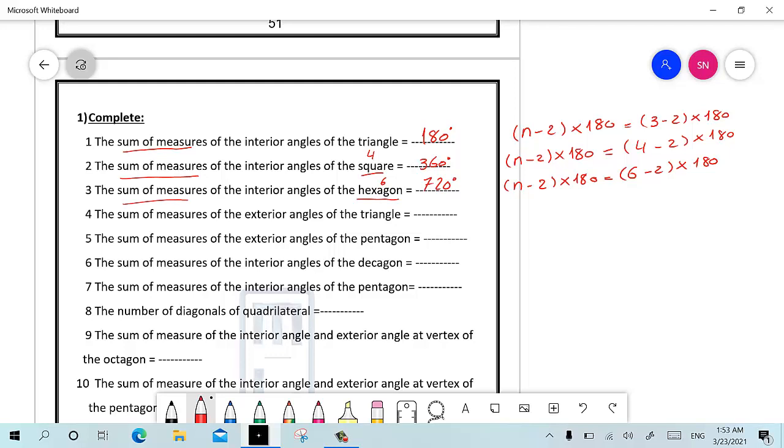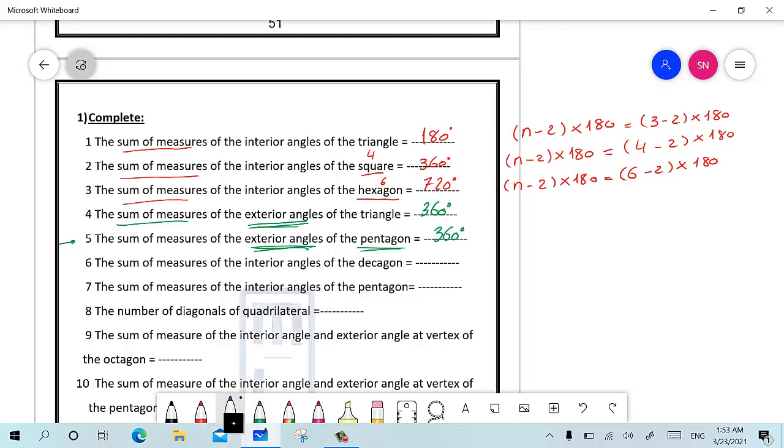Now he is asking here for the sum of measures of the exterior angles. We said that the sum of measures of the exterior angles, regardless of the number of sides I have, is always equal to 360. So in number 5, the sum of measures of the exterior angles of a pentagon. Again, exterior angles of a pentagon. So we said that the sum of exterior angles of any polygon is equal to 360 degrees.